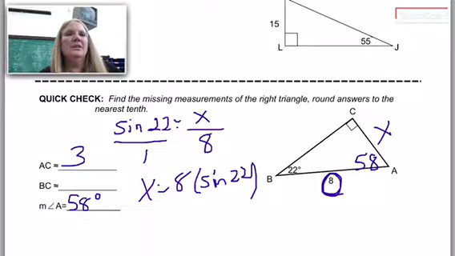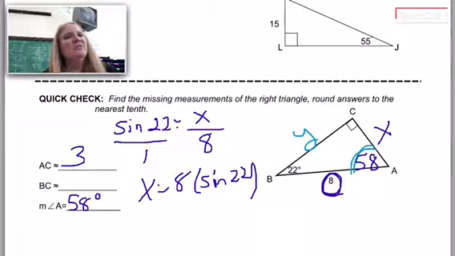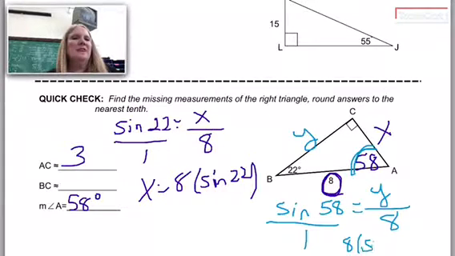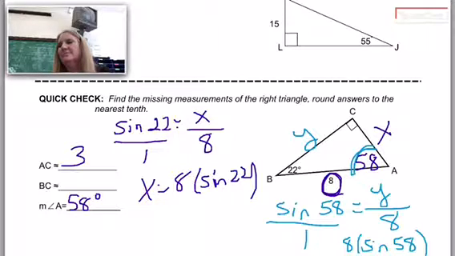And now let's look at BC. Let's just call that Y. So if I use this angle 58, I can use sine of 58 is equal to Y over 8, opposite over hypotenuse. So I'm going to cross multiply, and Y is going to be equal to 8 times the sine of 58, which is 6.78.